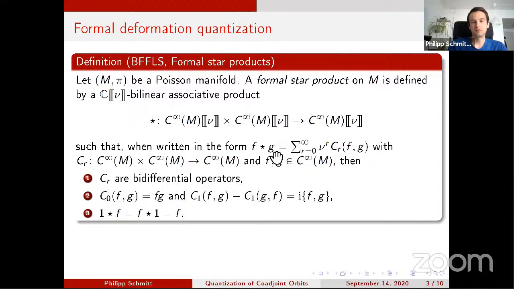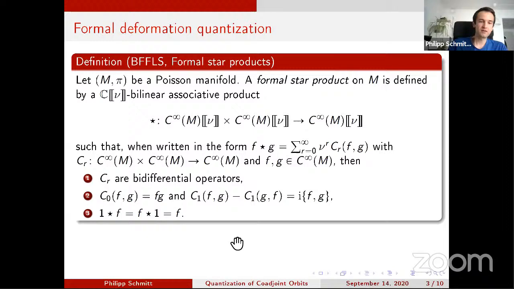the result of that multiplication is in general a power series. So if you expand it as a power series, these operators C_r should be bidifferential operators so that you can actually restrict your star product to open subsets because it becomes a local operation. And we want to have the correct limits, as in the last talk: the zeroth order should be the product, and the commutator at first order should reproduce the Poisson bracket. Then there's one more technical condition, namely that the constant function is still a unit for this deformed product. And I should say here that I will always use nu as a formal parameter, and I will always use h bar only for actual complex numbers. So whenever you see an h bar, you already know that it is really a complex number, and whenever you see a nu, that is going to be a formal parameter.